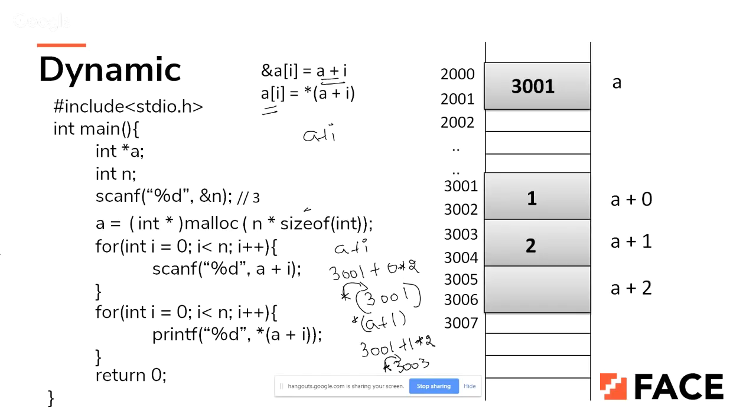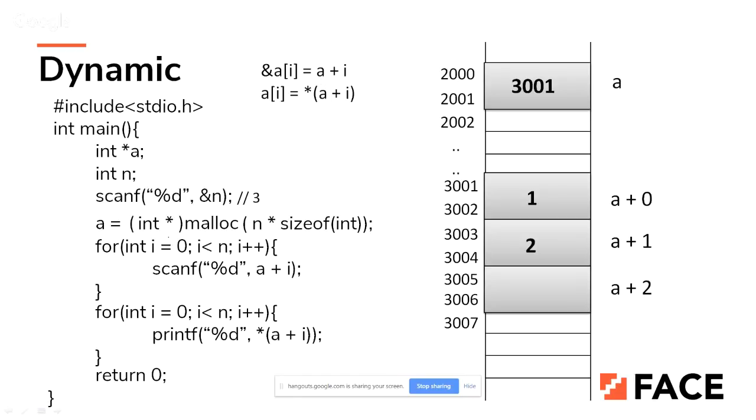In the same program, the memory can be allocated by using calloc, so I can give a equal to int star calloc n comma size of integer. This is how by using calloc I can allocate memory for the program.